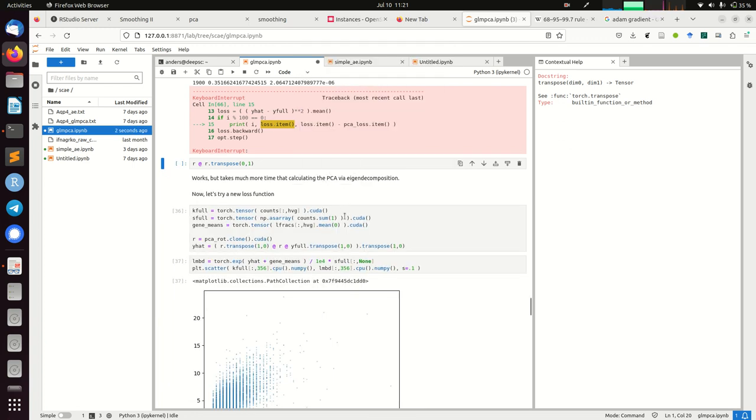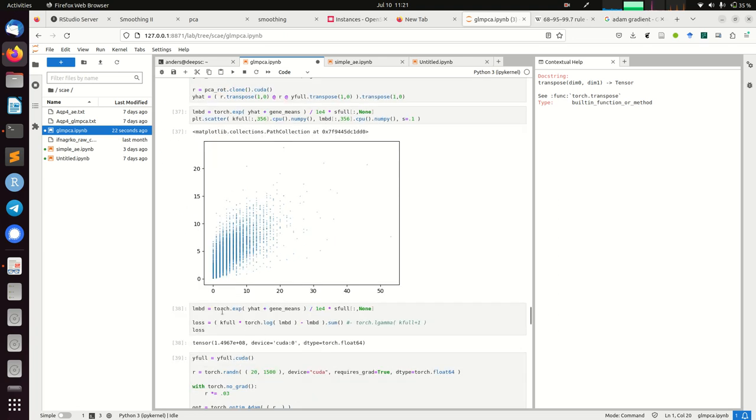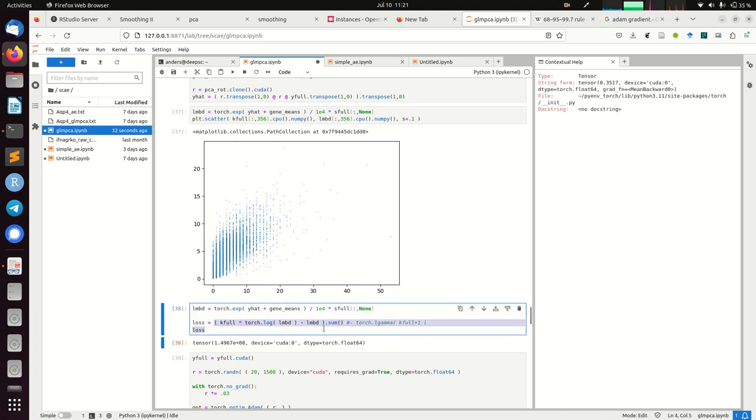And now, of course, now that we found that we can do the PCA using this brute force optimization, we can now change the loss function. Of course, because if we used a mean squared loss, the whole thing would be a waste of time, because we've seen that an eigendecomposition is way faster than the other thing. But now, let's try a new loss function, and my new loss function will be this loss function here, where I use the Poisson loss.